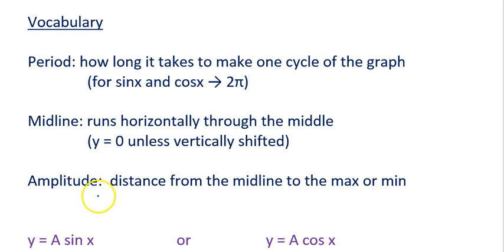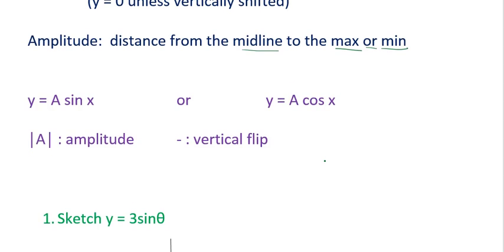Amplitude is kind of like looking at the vertical stretch of what's going on. It's the distance from the midline, wherever that is, to the max or the min. Okay, so it's a distance. Now, how are you going to know when you have some changes?